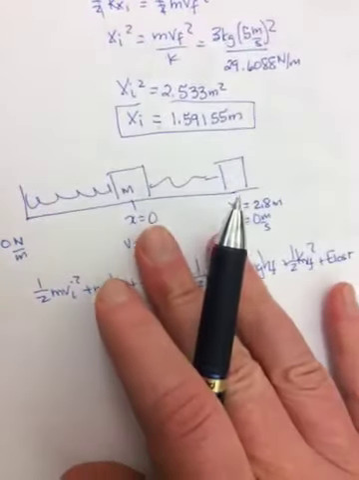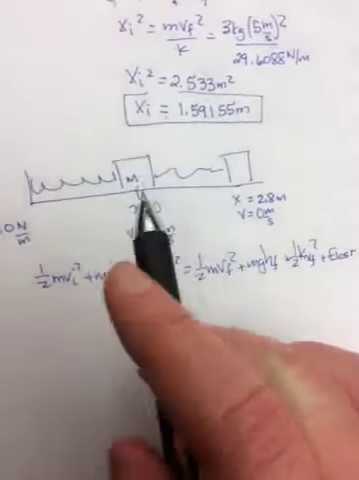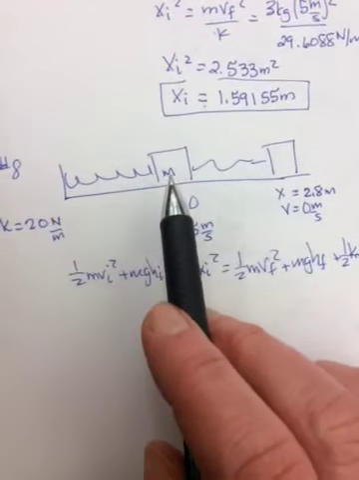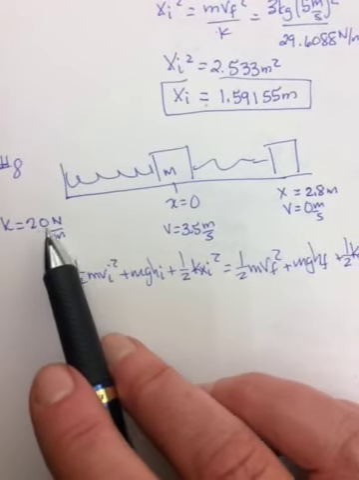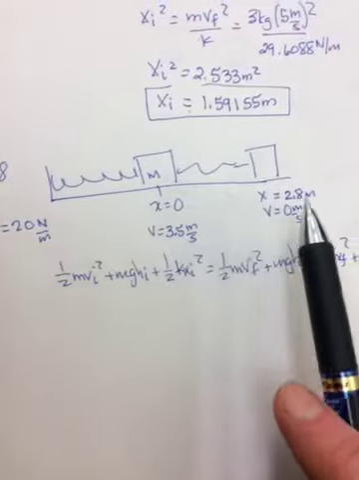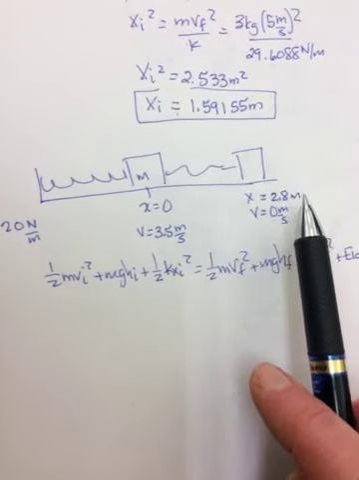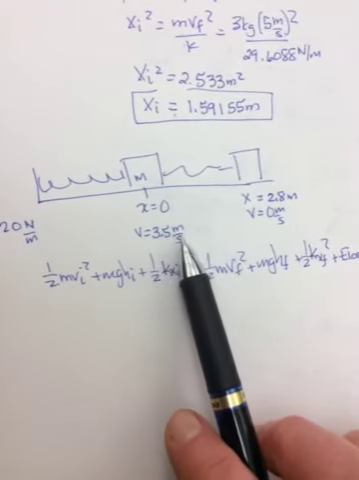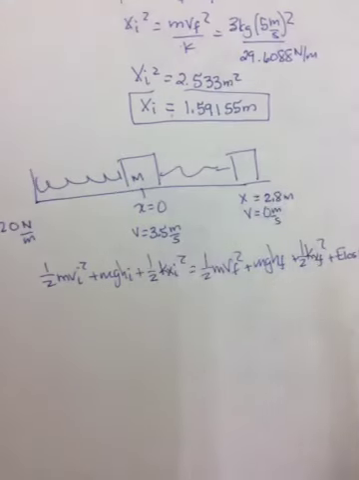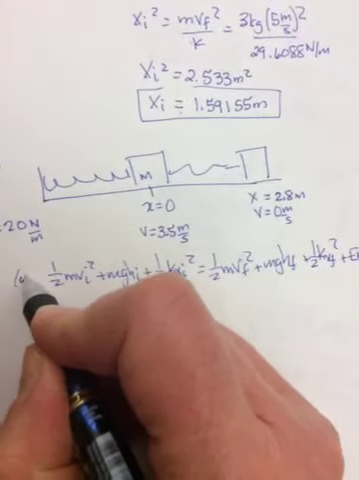Okay, we were on number 8 from your sheet. So it was a mass attached to a spring that had a spring constant of 20 newtons per meter, an amplitude of 2.8 meters, a velocity of 3.5 meters per second, and part A wants to know what's the mass.